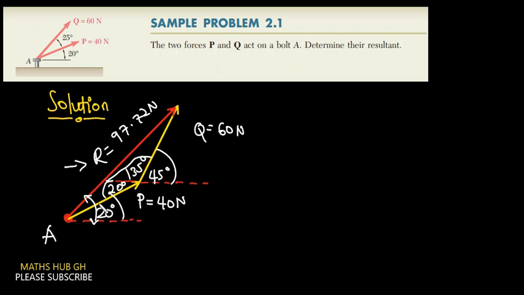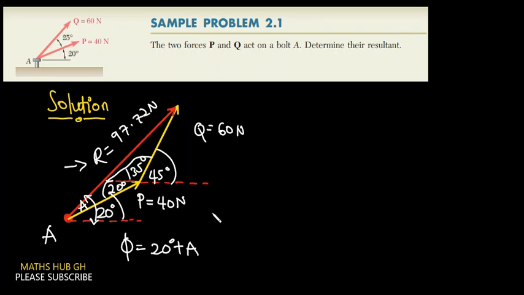For the angle that you want to find, let's consider this small angle here to be angle A. The angle that the resultant force makes with the horizontal axis will be equal to 20 degrees plus angle A, which is this small angle that we have here. So let's look at how you are going to find angle A. To find angle A, we are going to apply the sine rule here.